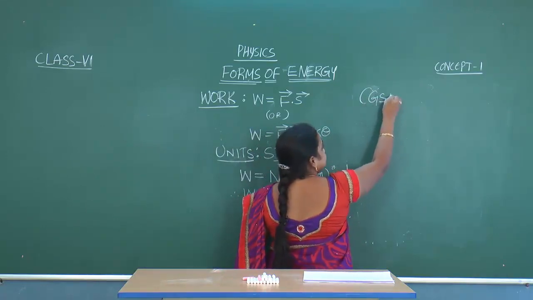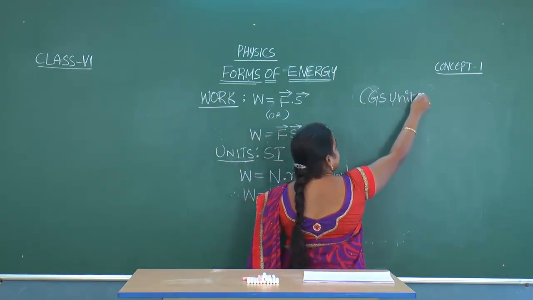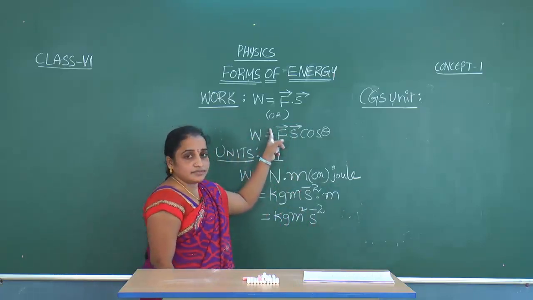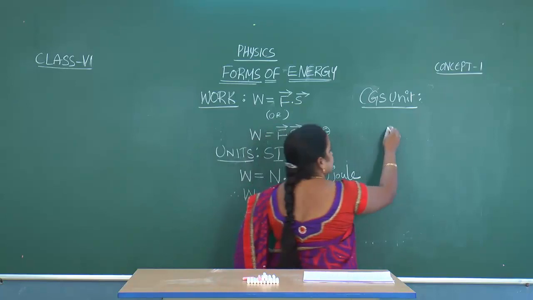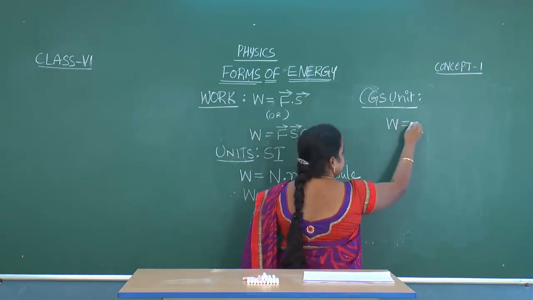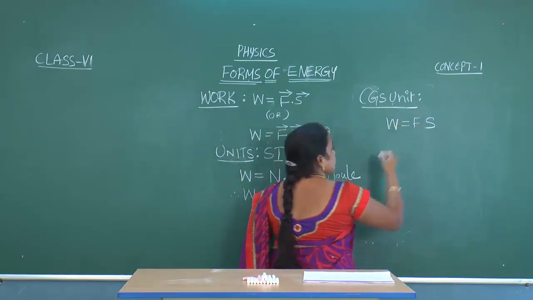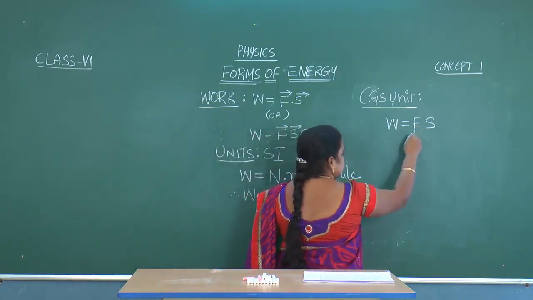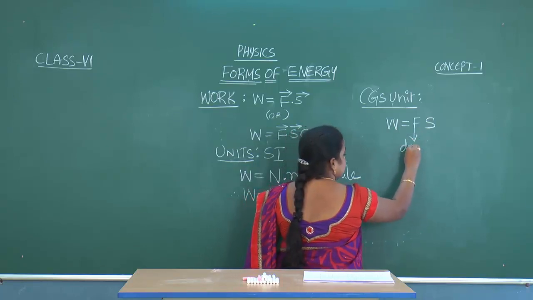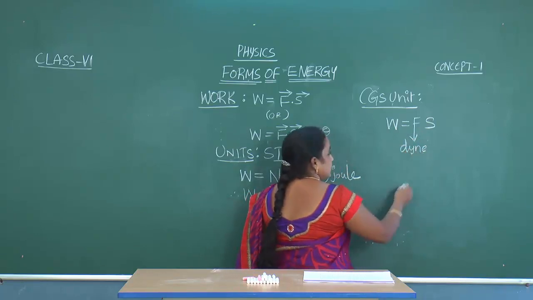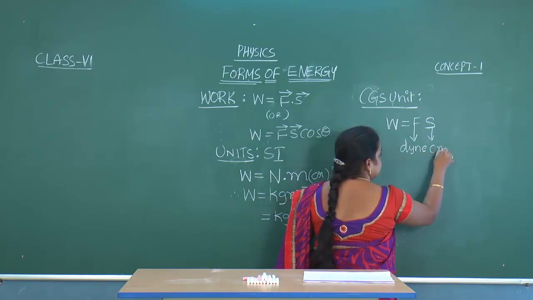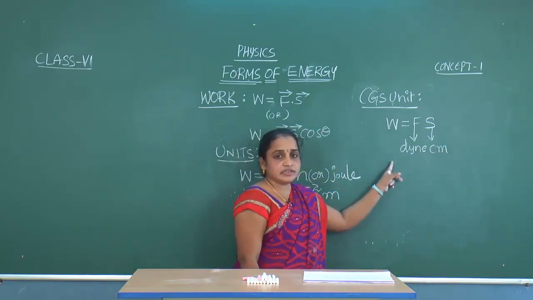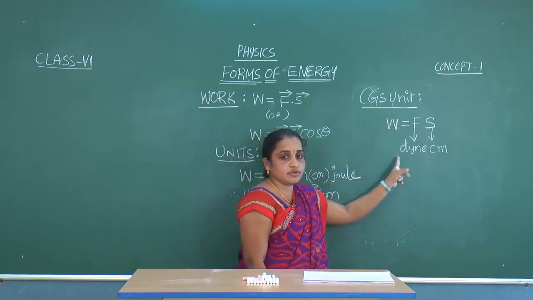Now, CGS unit of work done. Work done is equal to force into displacement. In CGS system, force will be measured in dyne and displacement will be measured in centimeter. Dyne centimeter is the CGS unit of work done.